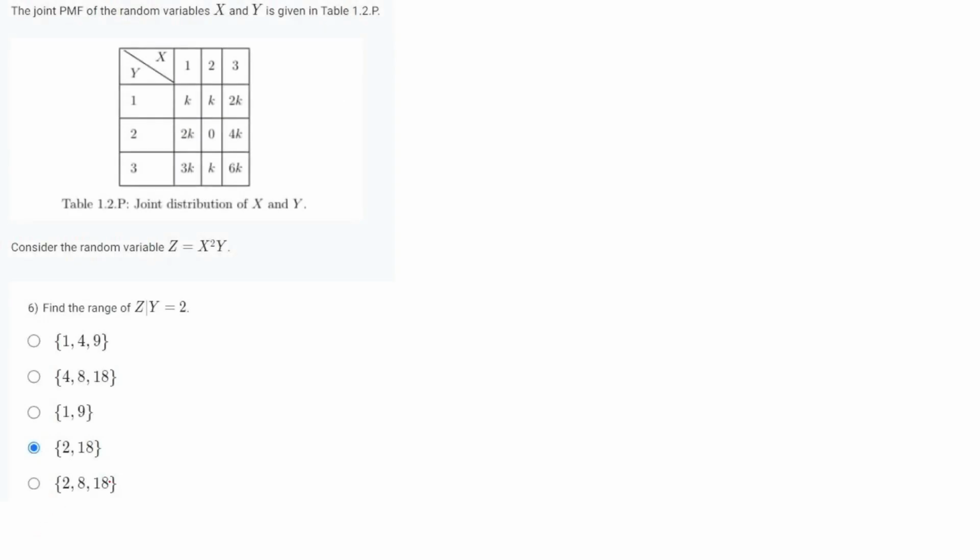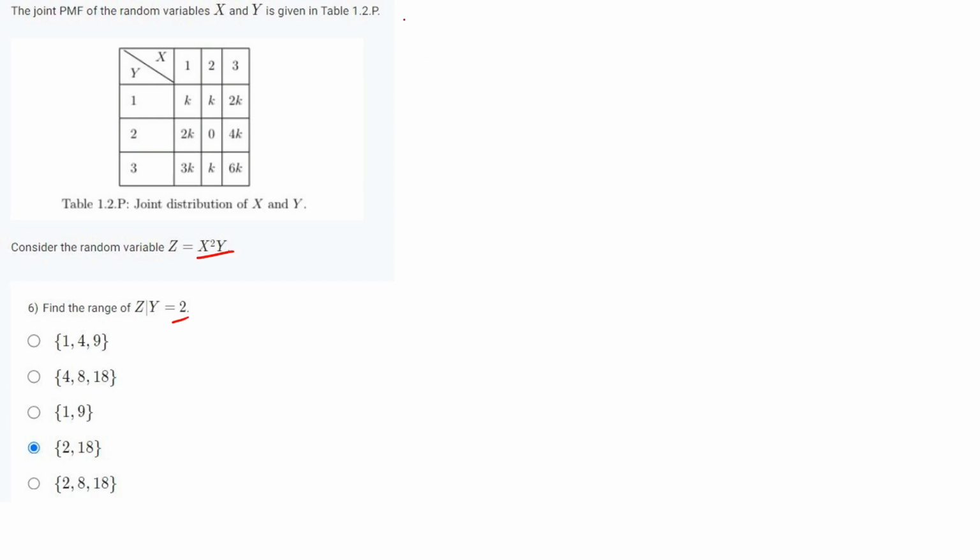Next question. We have a joint distribution of x and y. We have to consider the random variable z equal to x square y. We have to find the range of z given y is equal to 2. To do that, first we have to find out the value of k.